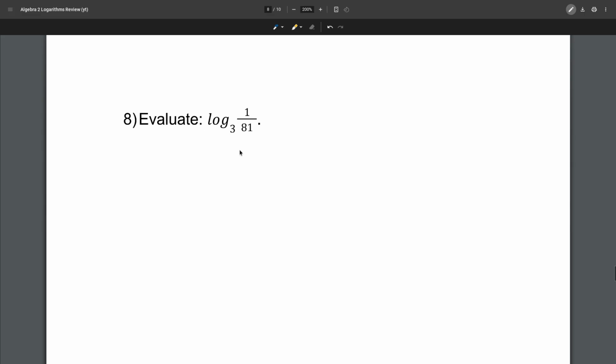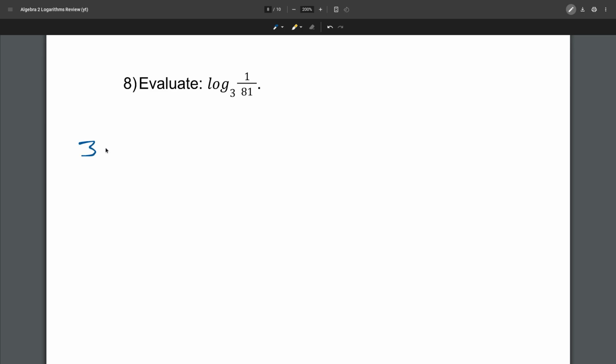All right, in problem 8, we're going to evaluate the log with the base 3 of 1 over 81. When you have something like this, I encourage students to figure out how many 3's we'd multiply together to get 81. So let's do that. We do 3 times 3 times 3 times 3. So that's 4 3's, or 3 to the 4th. 4 3's multiplied together is 3 to the 4th.